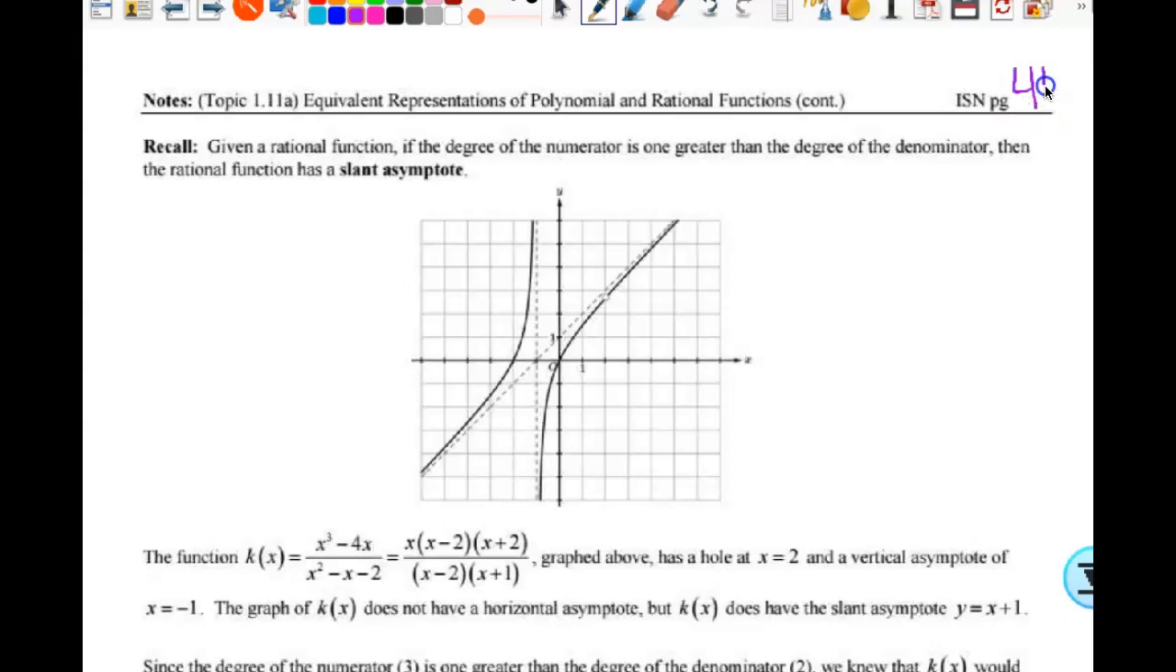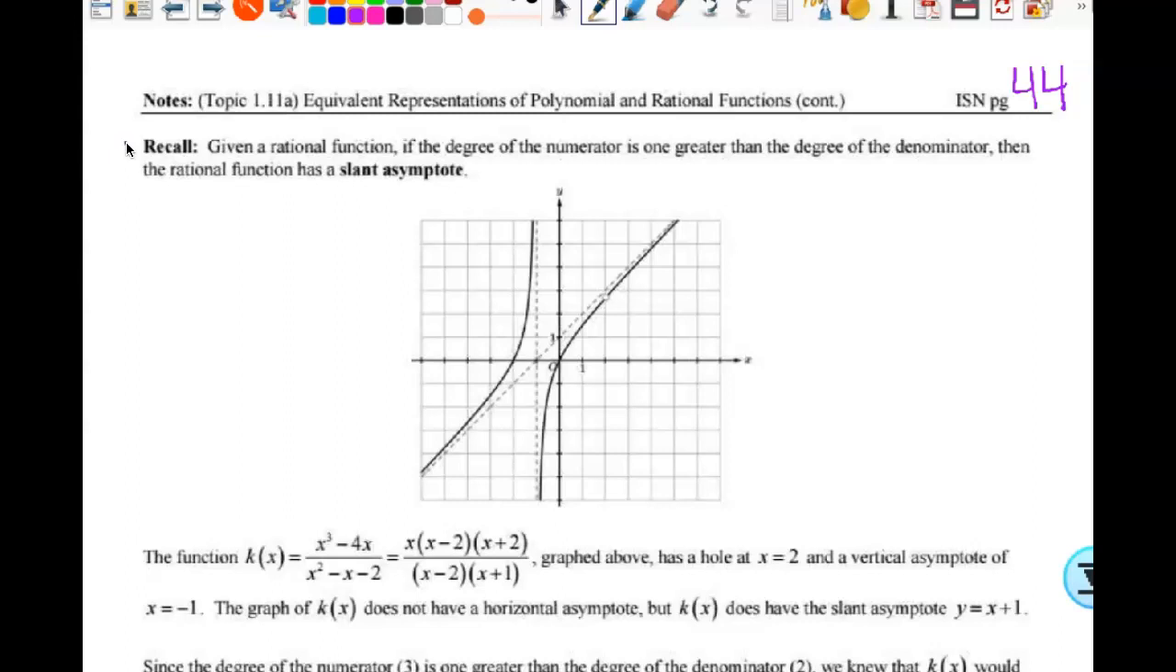Alrighty, page 44. So this is just a continuation of what we did yesterday. Yesterday we talked about a lot of stuff with rationals and graphed one and talked about radii, right? But one thing we didn't talk about with rationals yesterday was slant asymptotes that we know exist, that we have talked about before. So this just kind of continues and adds that to the whole thing.